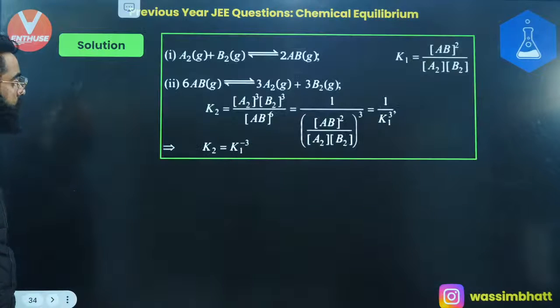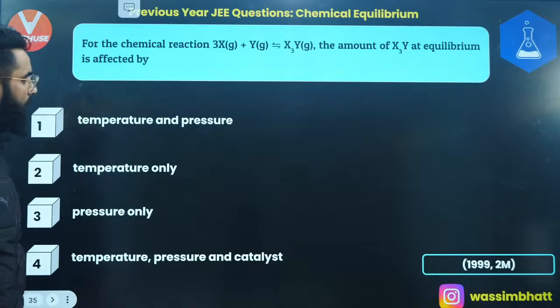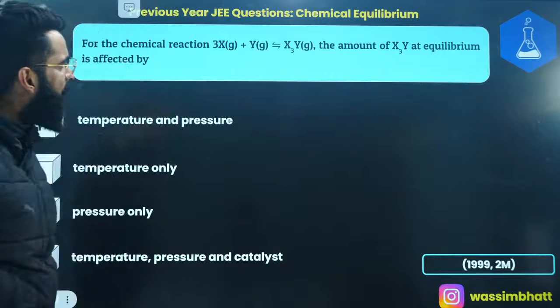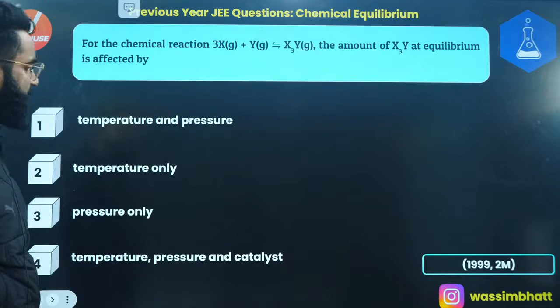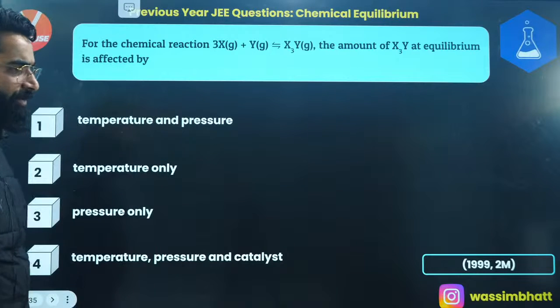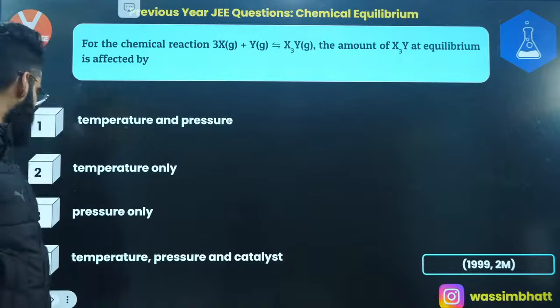Let's move on to one more. For the chemical reaction which is given to me, the amount of X3Y at equilibrium is affected by. What do you think about this one? I think this is the last question of the night session.